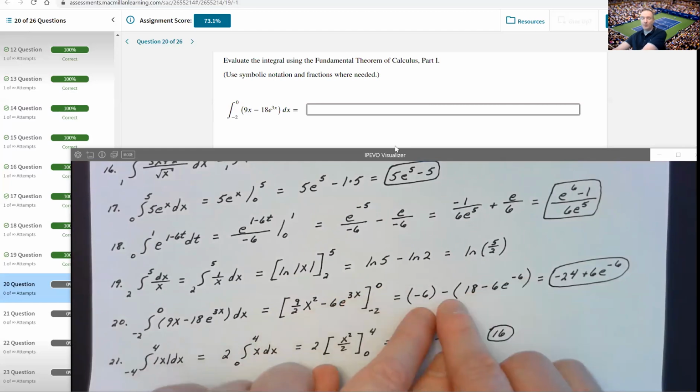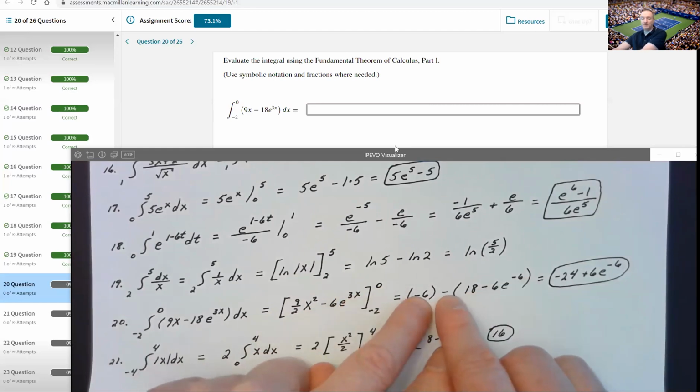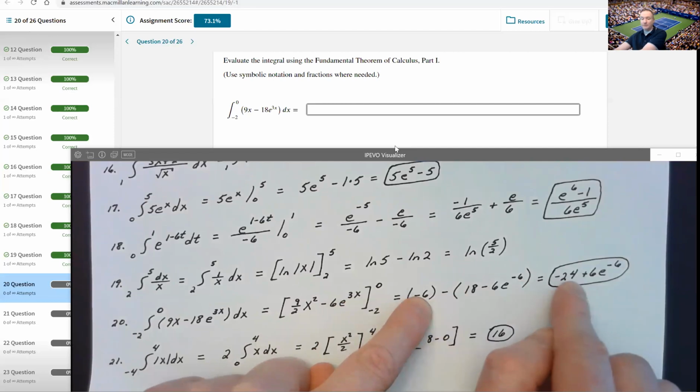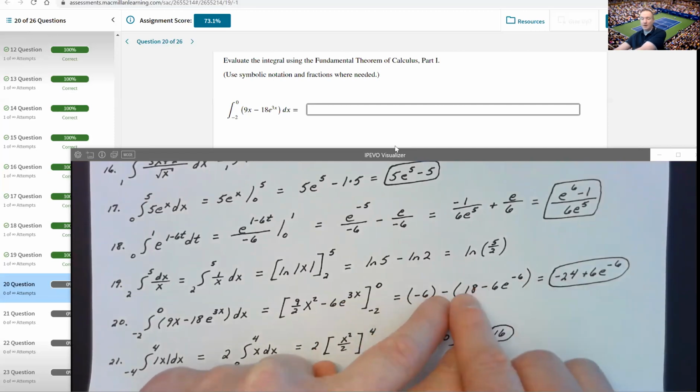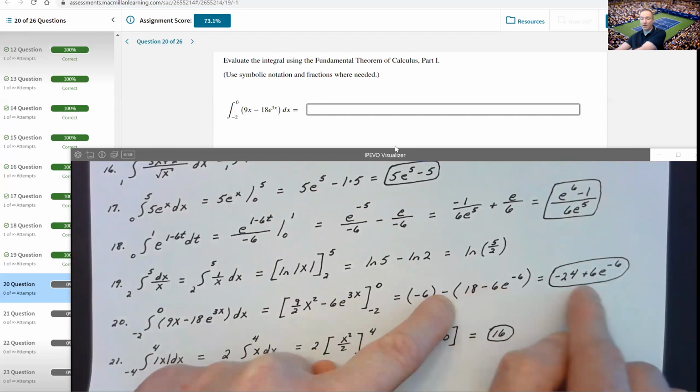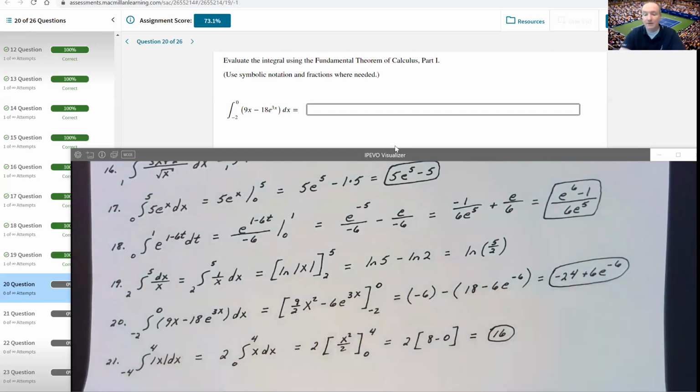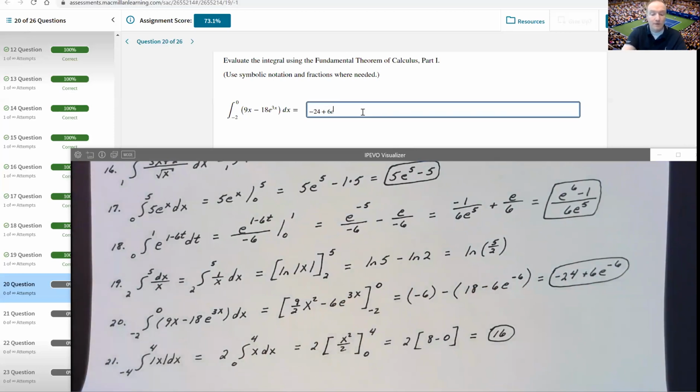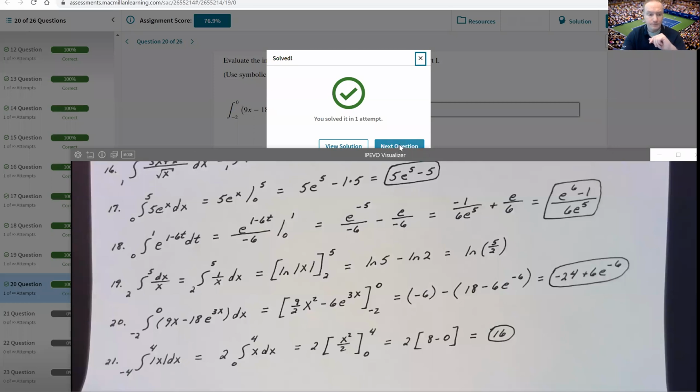So now I can see, well, first of all, I have negative 6 minus 18. That's going to be minus 24, negative 24, I should say. Minus a negative, that's going to be plus 6e to the negative 6th. I think that's a good format for a final answer, the negative 24 plus 6. And then we have e raised to the negative 6th power. You could have also said 6 over e to the 6th. And it's liking this solution.